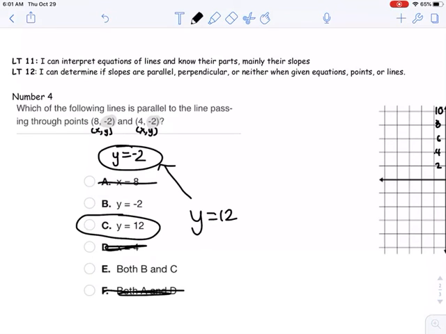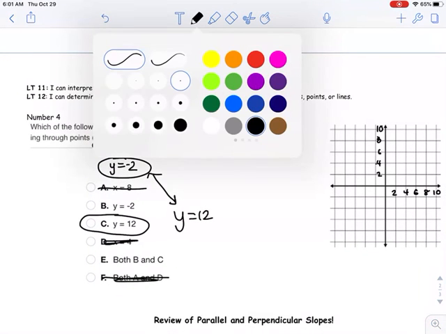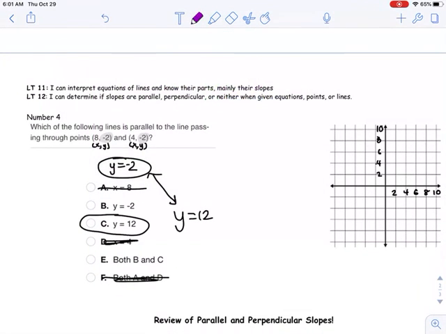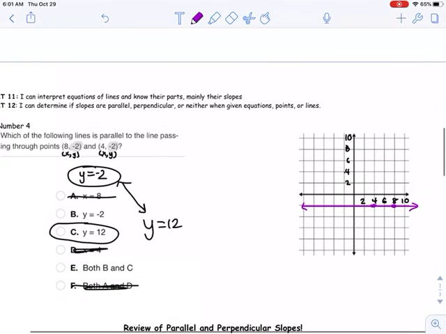We know we need y equals since it's parallel. If you're good at identifying coordinates, that's great. Or you can even plot it. I have 8, negative 2 and 4, negative 2. So you could go ahead and even plot it to figure out, okay, well, this is that line right there. And then you can say, well, I have y equals something. After you plot it, you could say, okay, now this is y equals 12, so that has to be the answer as well. So you can do it by looking at the coordinates.